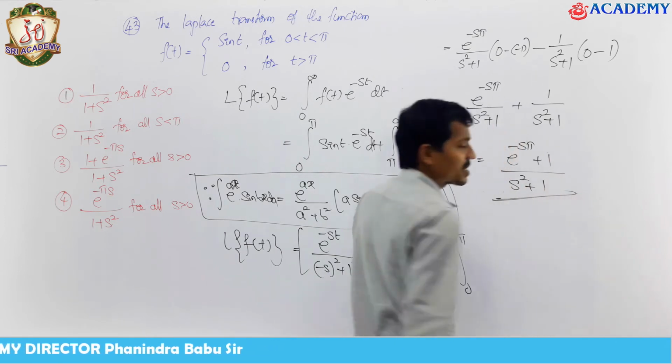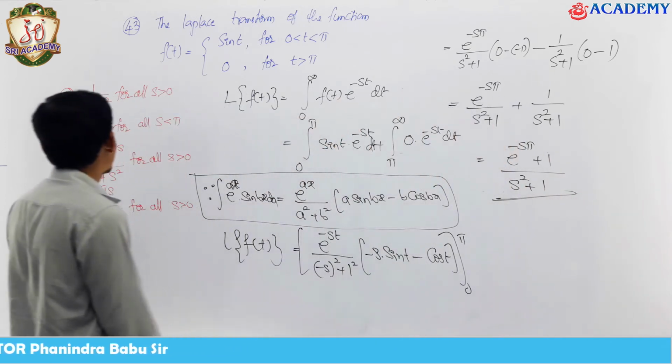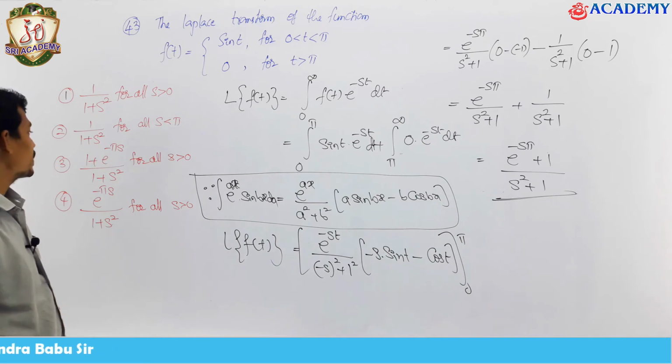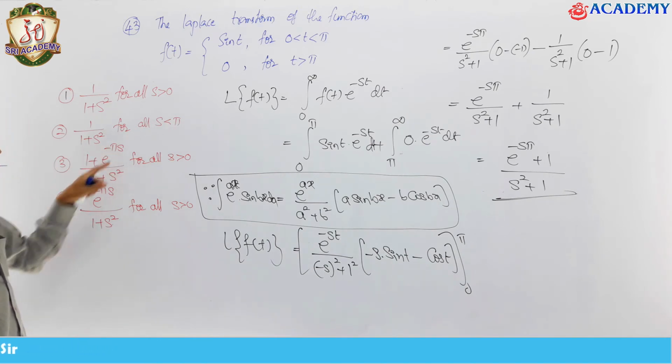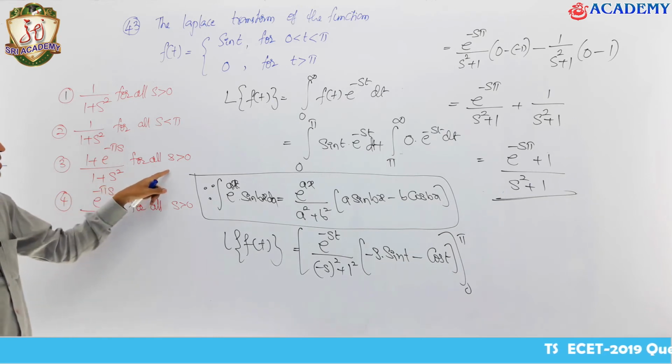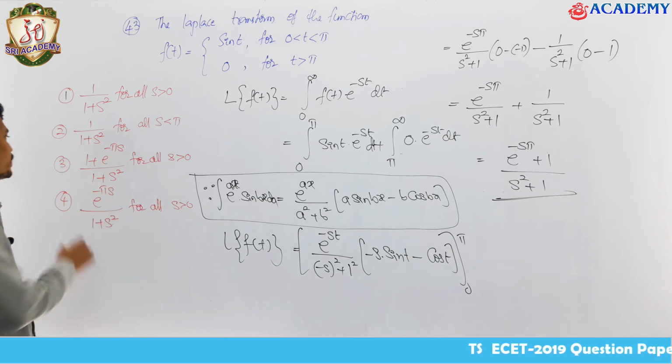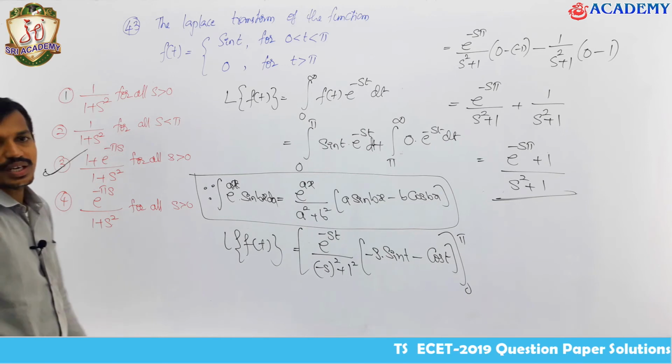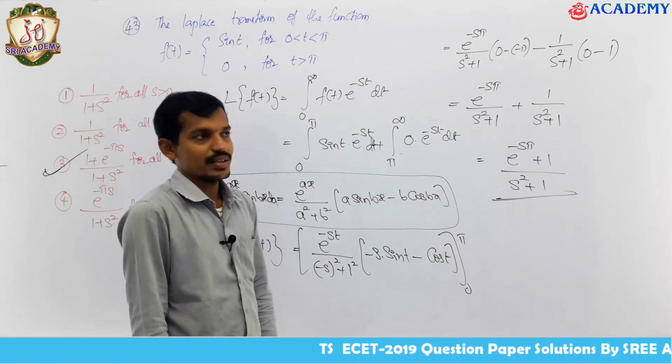This is the Laplace transform of your function. In the options it's going to be 1 plus e power minus s pi, divided by 1 plus s square, always with s greater than 0 only, right? That is going to be the third option, your right answer, right?